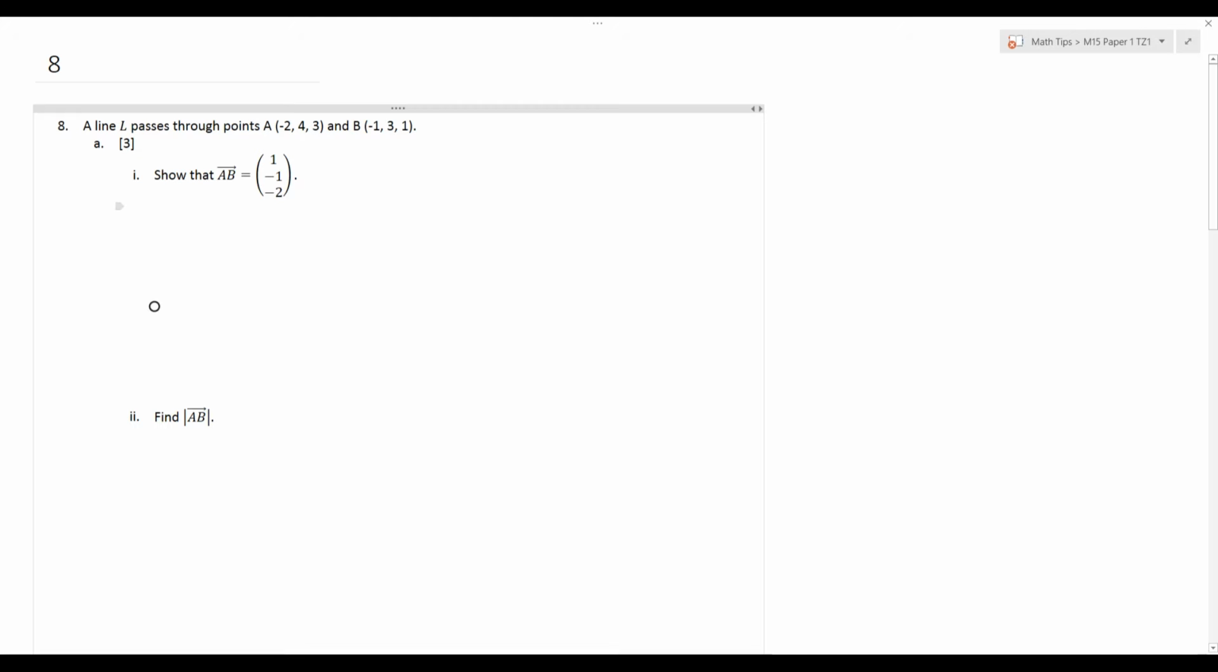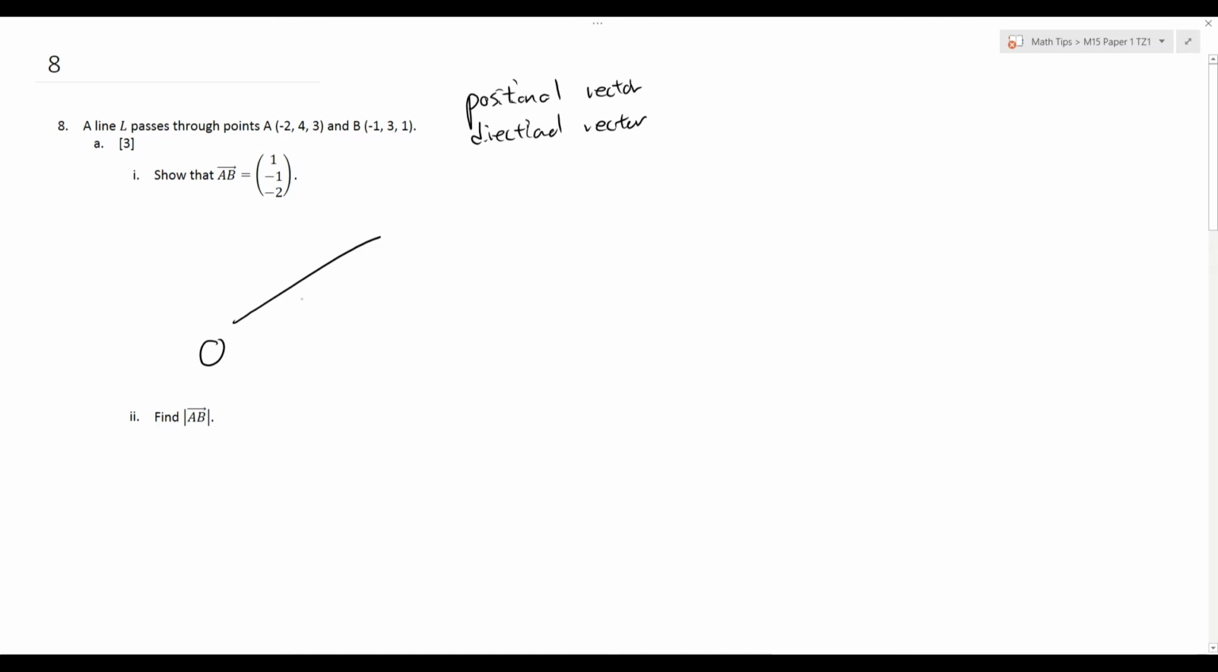Alright, so first things first, what you will need to be able to recall is that there are two types of vectors. One is called the positional vector, and the other is called the directional vector. The positional vector tells you where it is, the directional vector tells you which way it goes. I always tell my students, whenever you see these questions, positional vectors are always based on the origin. So, when given this, you can directly draw a triangle like this.